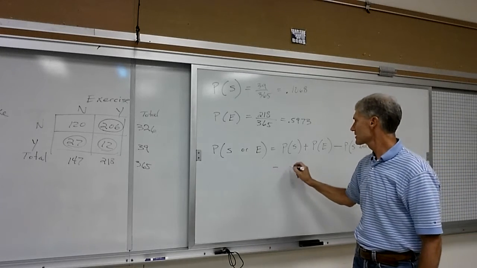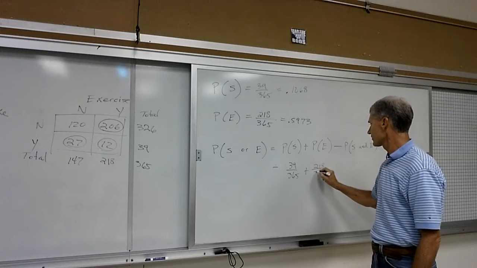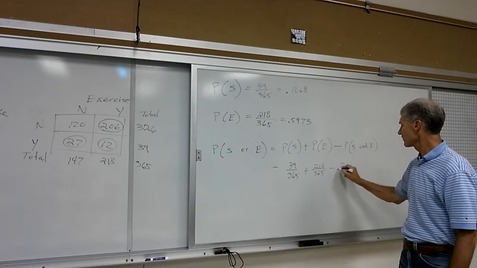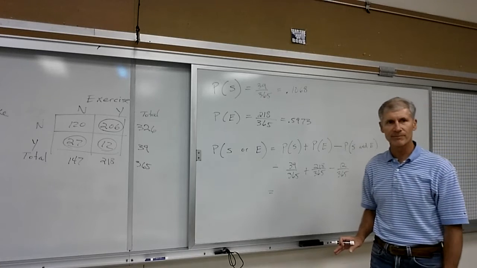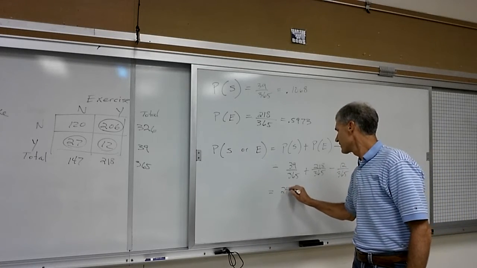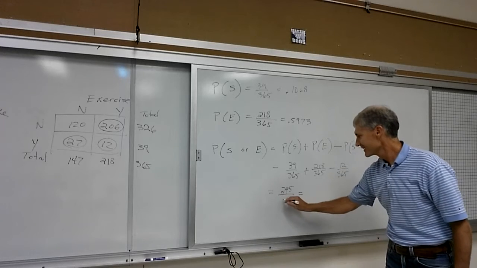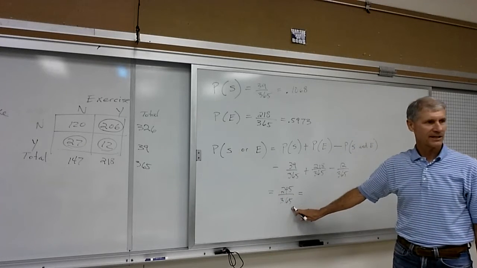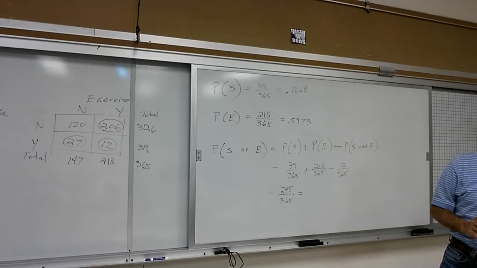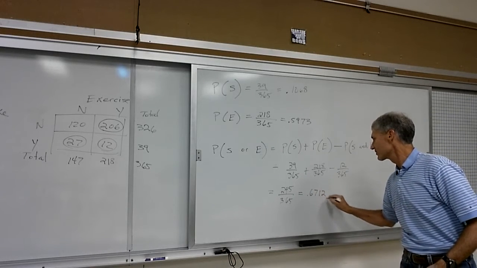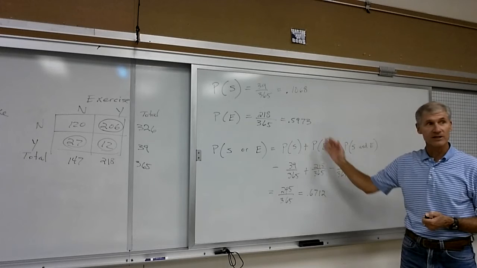Right? So then that is 39 out of 365 plus 218 out of 365 minus 12 out of 365. Give me that as a fraction and then as a decimal. Everybody have that summed up? 245 out of 365, thank you. Yeah, 245 out of 365. And that as a decimal is? I heard too many numbers all at once. 0.6712. Okay. So 67% of the people are either a smoker or they exercise.